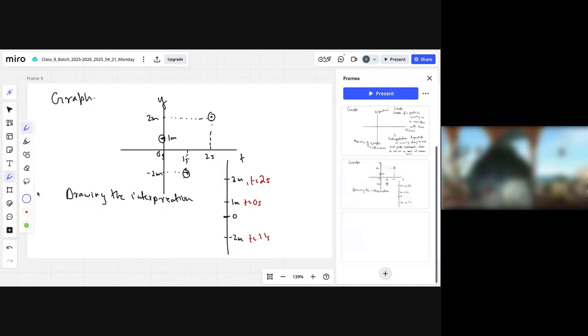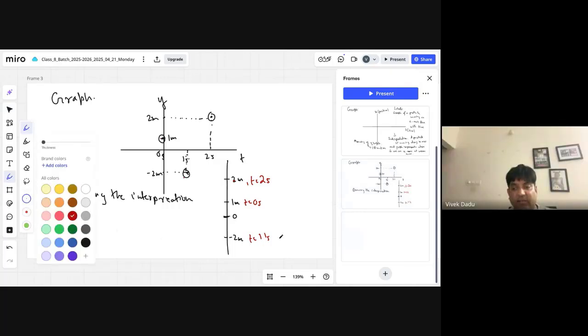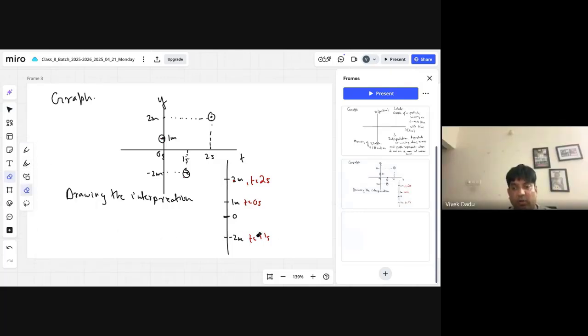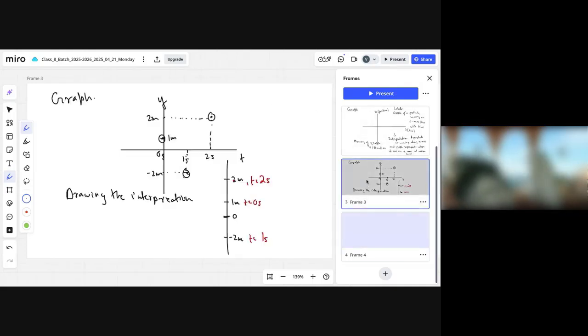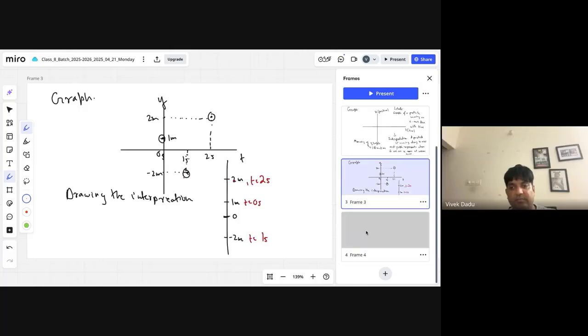But, sir, here if we draw a line, we don't know. Currently the graph is not giving us any information about what happened between. Okay. Are we good so far? Yes, sir.